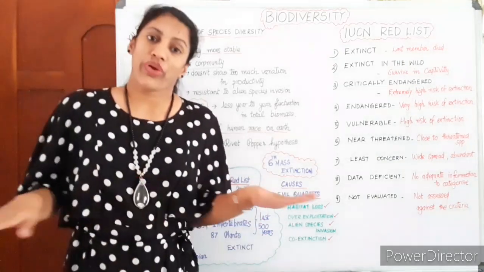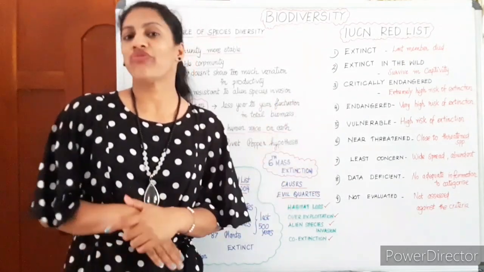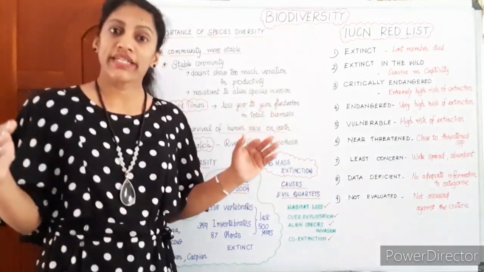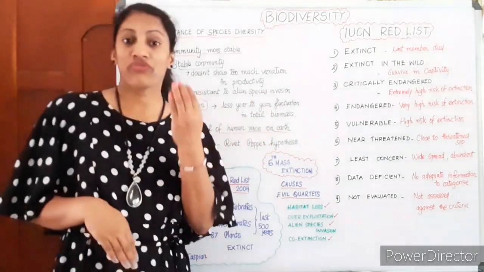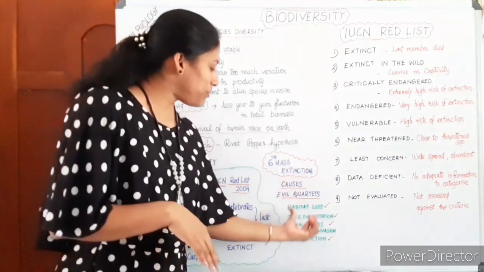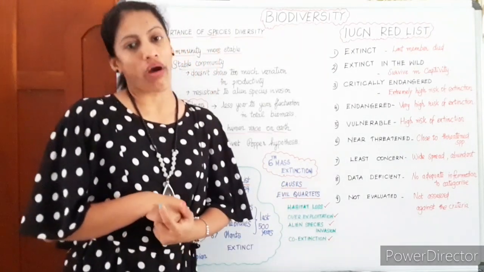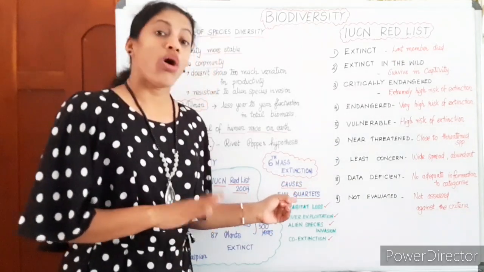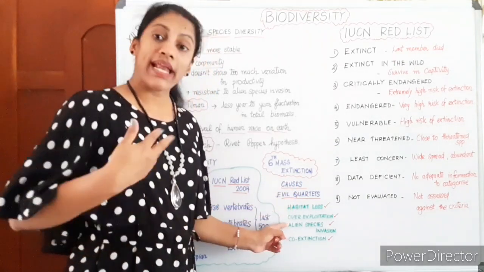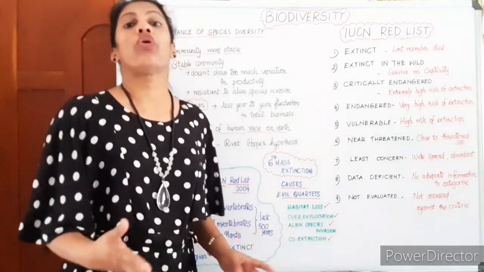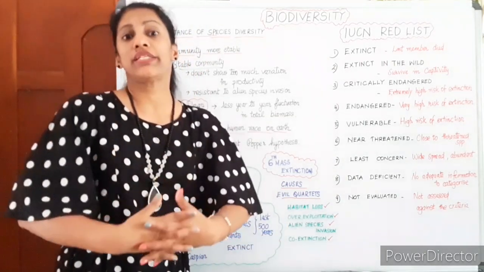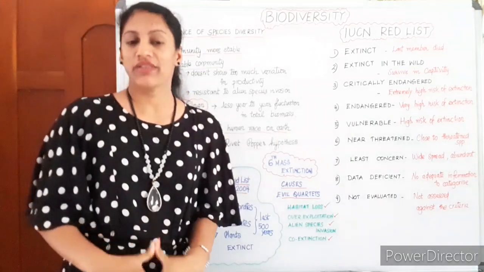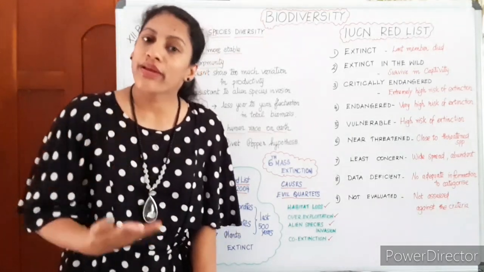Okay. Anyway, the causes of loss of biodiversity. What leads to the loss of biodiversity? The four major causes can be taken as the evil quartet. It includes habitat loss, overexploitation, alien species invasion, and co-extinction. What leads to the extinction of various species? One of the major reasons is habitat loss.